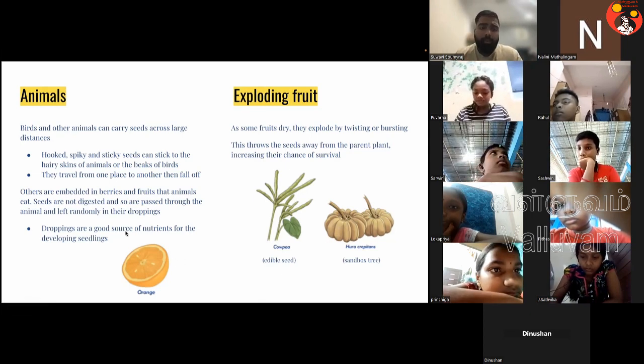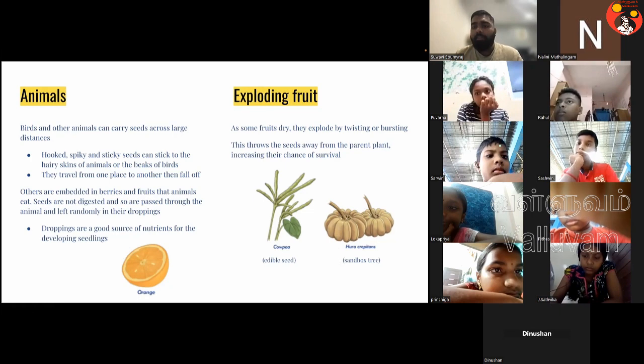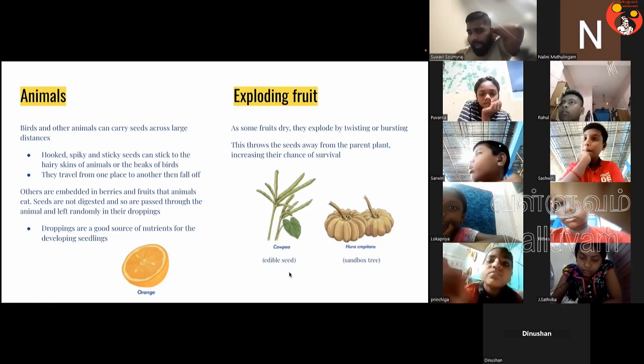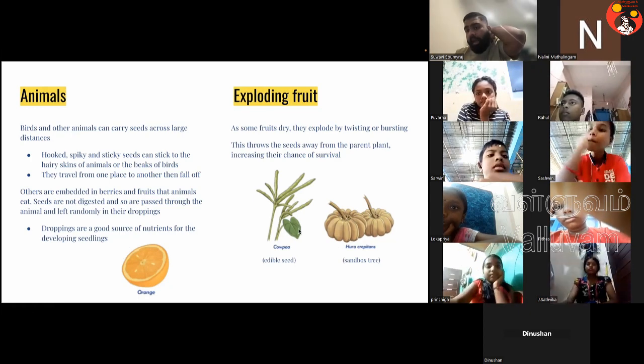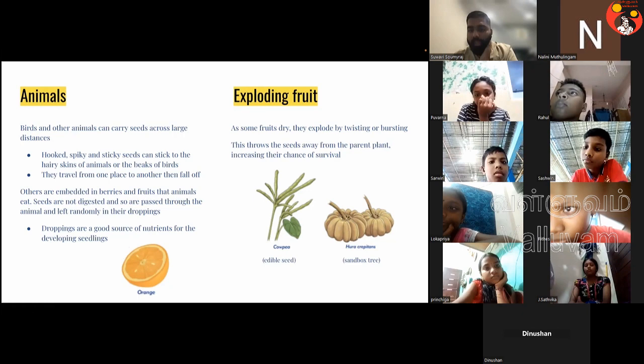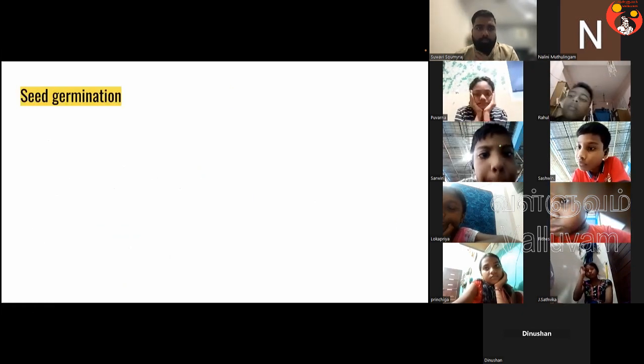So an example of the seeds that can be transported by animals are things like oranges. And then for the exploding fruit, there are some very unique plants. One is the cowpea, and then you've also got the sandbox tree, right? Which has these fruits here.